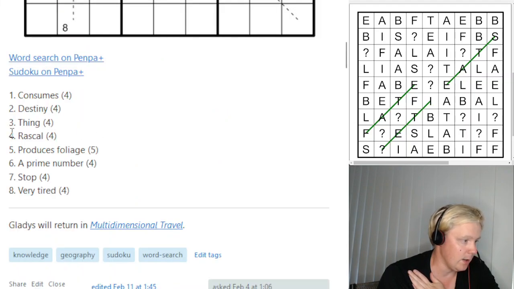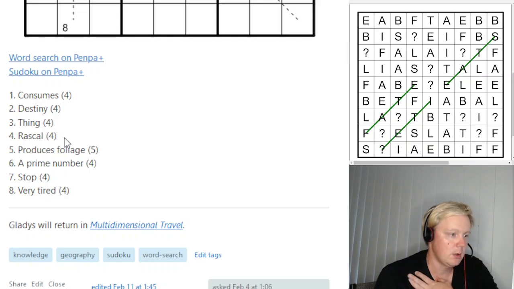Then number 4 is rascal. And the 4-letter word for rascal is brat. And we don't have an R in the grid, so B, A, and T are in the grid. But R is going to be the question mark here. And if we start with this B, we immediately see B, question mark, A, T, and that's going to be our brat here.